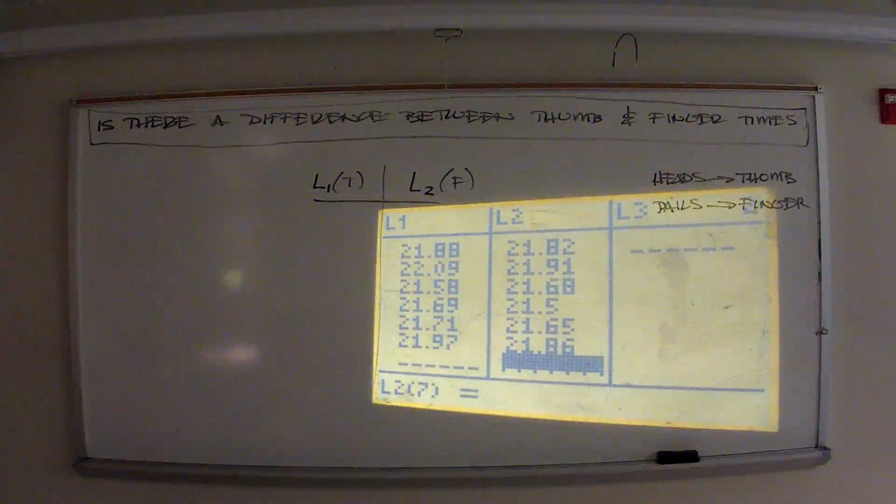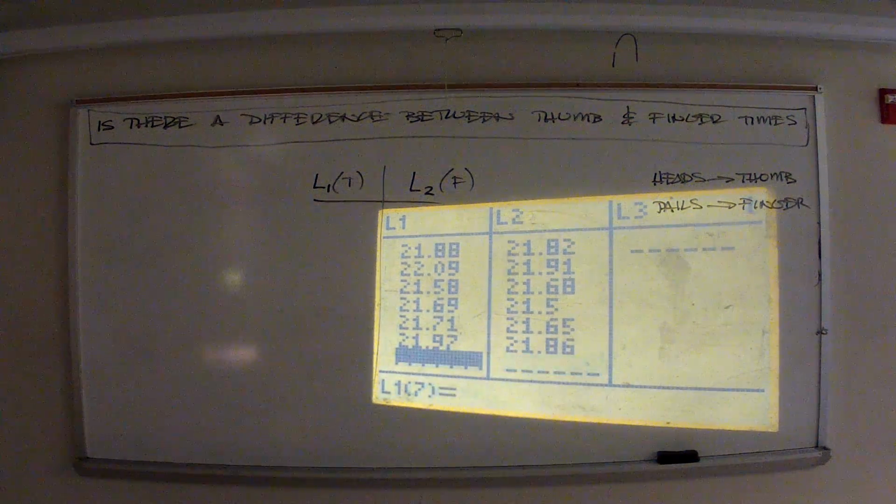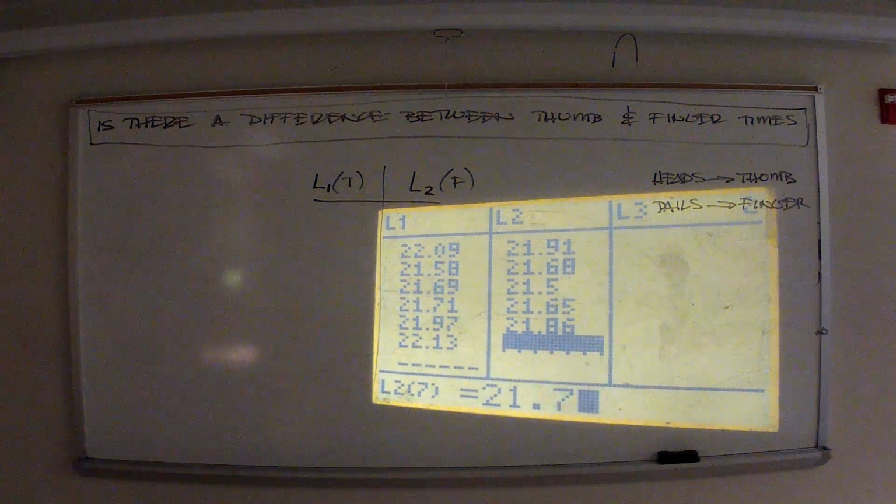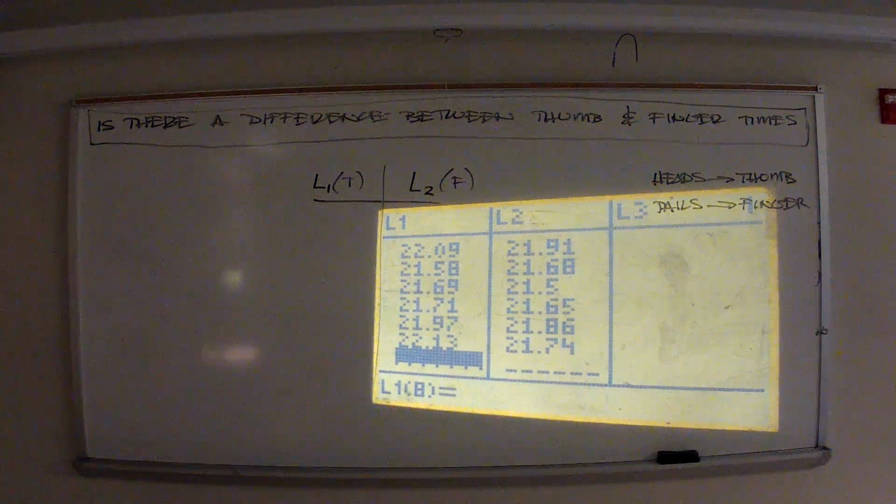Who else do we have times for? Go ahead. Nat, thumb? 22.13, and finger? 21.74. All right. And there is variability, of course, in the data. It's just that it's so small that a standard error is going to be very, very teeny, which means a tenth of a second might be significant now. Depends. And a tenth of a second in a race like that is extraordinarily significant. That's the difference between first and last place.